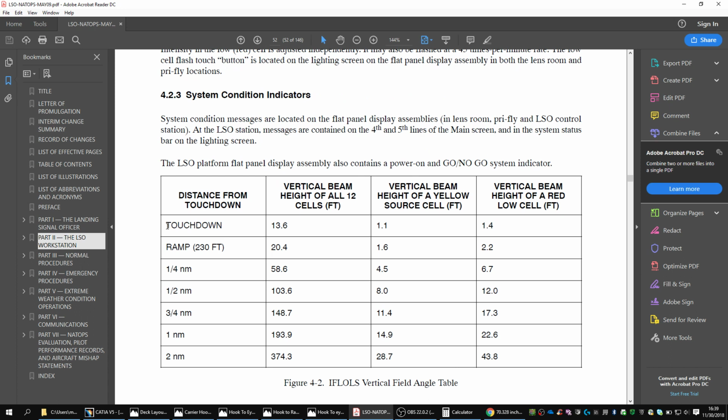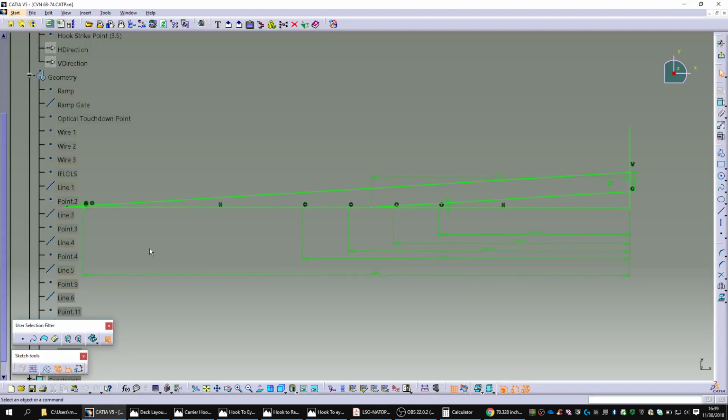The distance from the touchdown, the vertical beam height of all 12 cells is a certain height. At the ramp, we all know what that means, because I'm not quite sure what they mean by touchdown here. Is that touchdown the hook touchdown, or the eye, or the position of the eye is at touchdown? Because this is all relative to the IFLOLS. I don't know, but let's use some good judgment here. Let's see if we can get to this number and derive that number from what we have now, the current geometry.